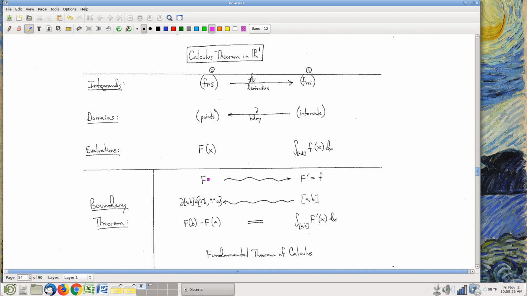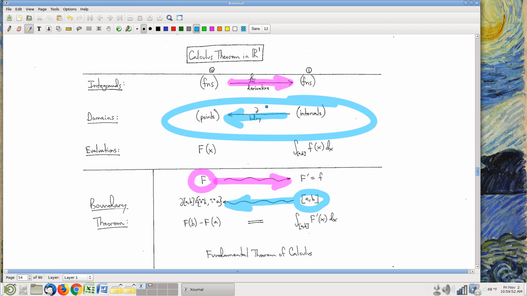Well, if you give me a function, and if you take a derivative of it, so we have this operation of derivative. You take a derivative of one function, you get another function. If you give me an interval, I can talk about the boundary. Notice the boundary of an interval, A to B, consists of just those 2 points, A and B.